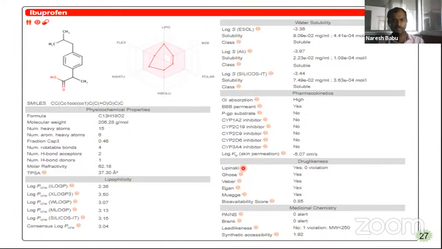According to this, it shows whether the compound is obeying or not. In all these drug-likeness rules, this compound is obeying, which is why it gives yes, yes, yes, yes, yes. If it is not obeying, it will show no. For PAINS, the medicinal chemistry alert, it is no, it is not there, and also Brenk and lead-likeness. The number of violations is only one, that is molecular weight less than 250, and the synthetic accessibility score given is 1.92.